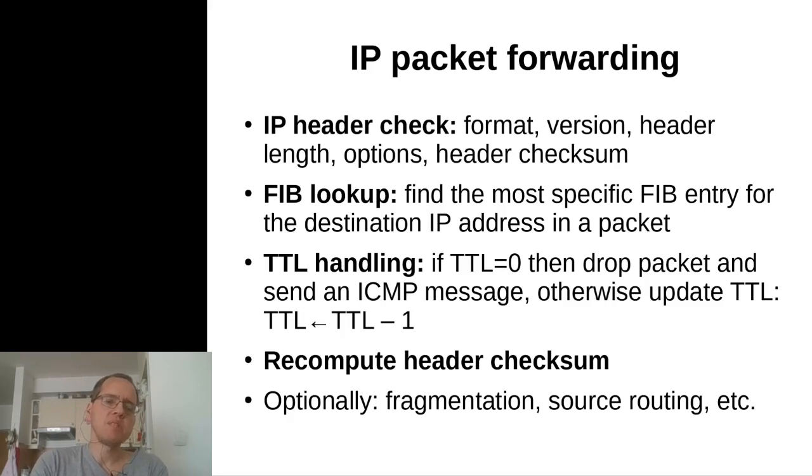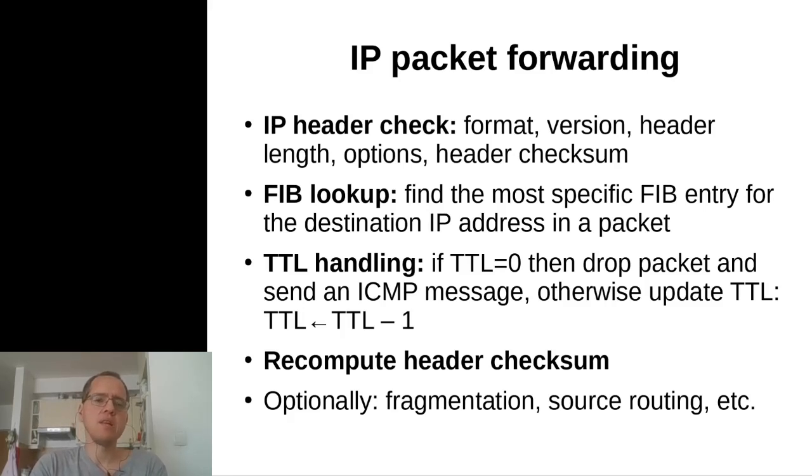The second step is the FIB lookup. We need to parse out the destination address from the IP packet header, and then we must find the most specific FIB entry for this destination IP address in the packet, because this will give us the outgoing interface and the next hop IP address to which we need to pass this packet on towards this destination. We're going to look into FIB lookup in very fine detail in the second part of this lecture.